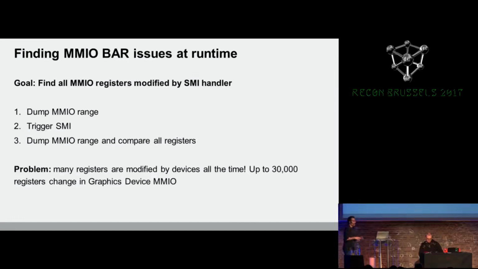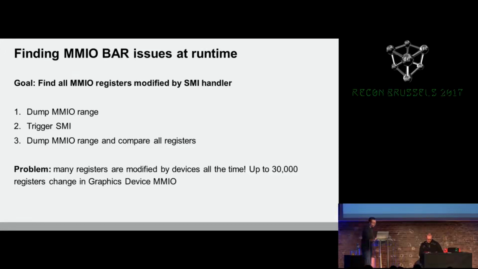So how do we find this type of issue? Obviously, an SMI handler is writing something to the SPI BAR or to any MMIO BAR. So it looks like to find all those problems, it's as easy as dumping the contents of the MMIO range, then causing the SMI, and then dumping again and seeing which registers changed in the SMI. And now you know that the SMI handler modified those registers.